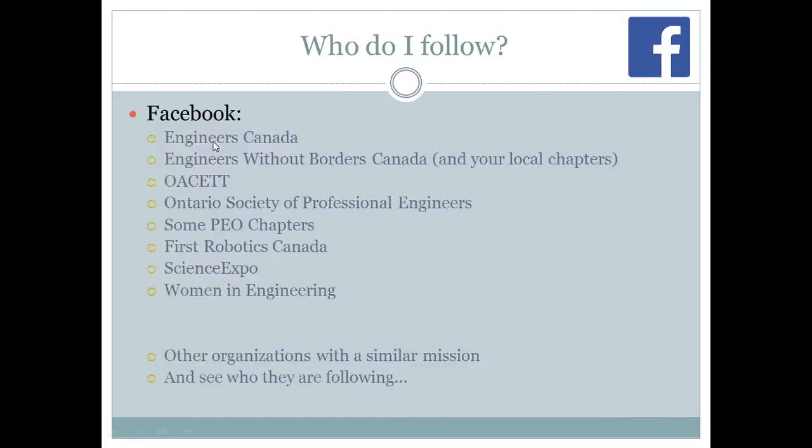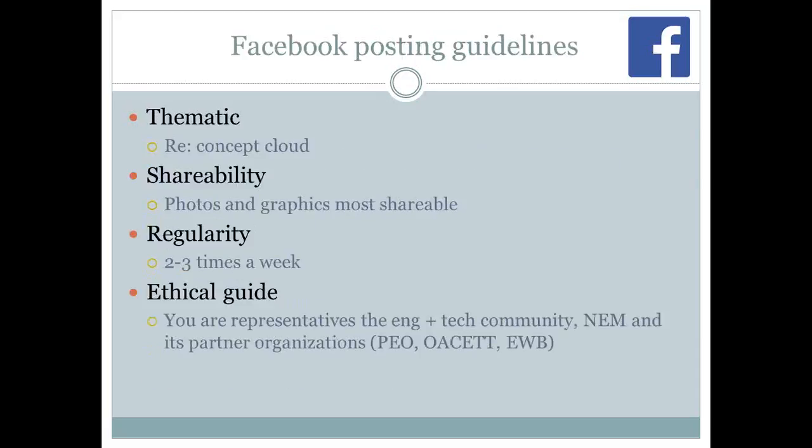Who else could you follow? Engineers Canada, I mentioned, Engineers Without Borders, OSET, Ontario Society of Professional Engineers. Some PEO chapters are also on Facebook. First Robotics, Science Expo, Women in Engineering, Actua, or other organizations with a similar mission. And when in doubt, look at who they're following and look at who is following them, and you'll get a really good idea of who's relevant and could be a good interconnection or a good contact for you as well. So basically, it's a big web of people all connected together, and you'll have no problem once you step into it.